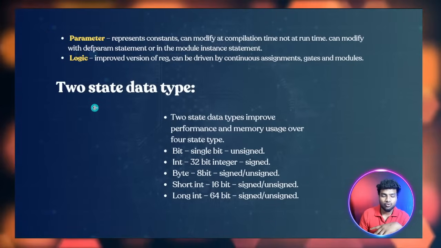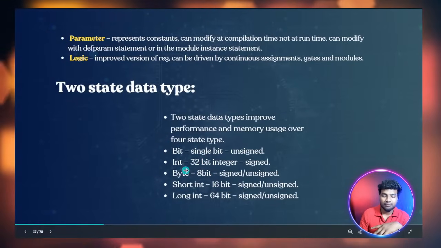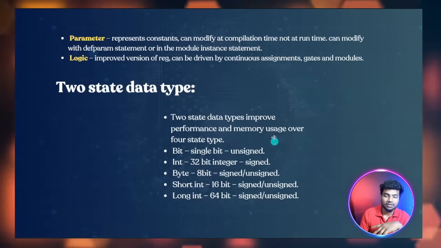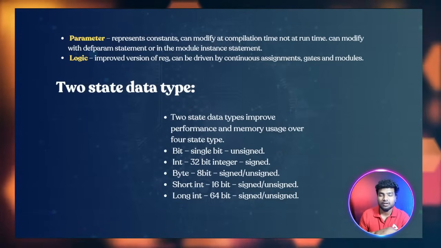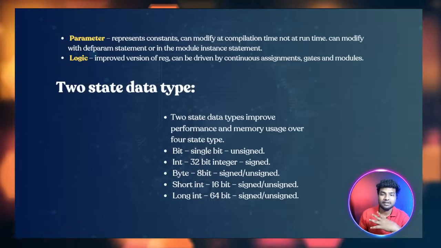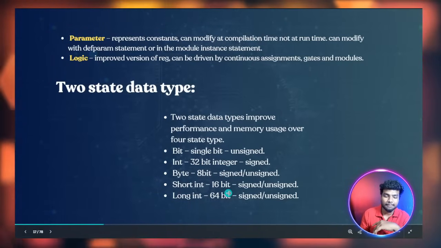Then two-state data types. These are the two-state data types: bit, int, byte, shortint, longint. It means the value can be 0 or 1. It can't be X or Z. This is the two-state data types we have in SystemVerilog.